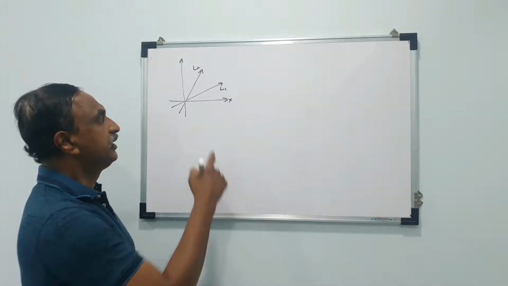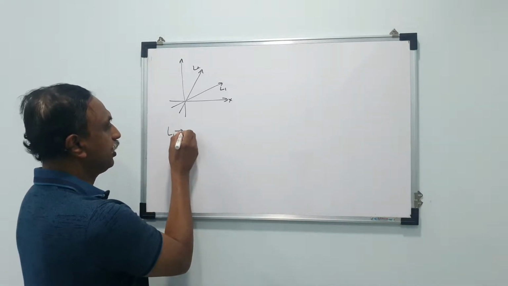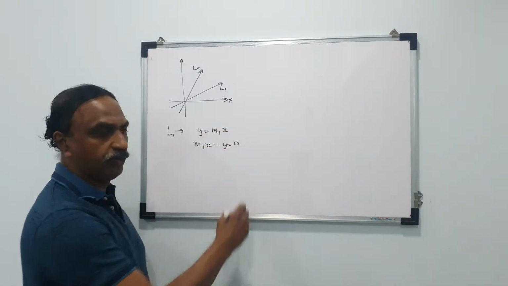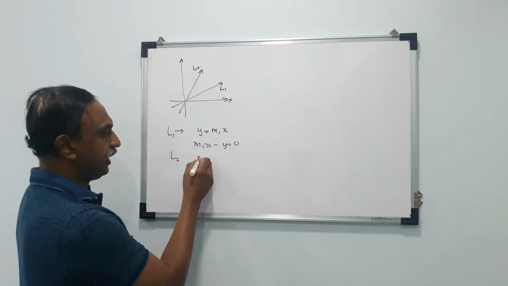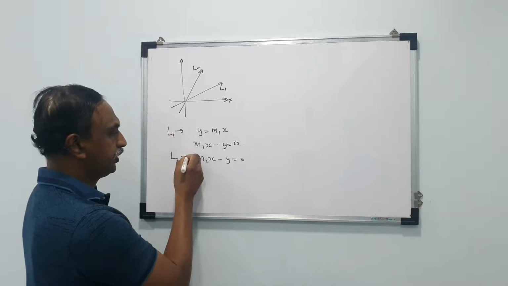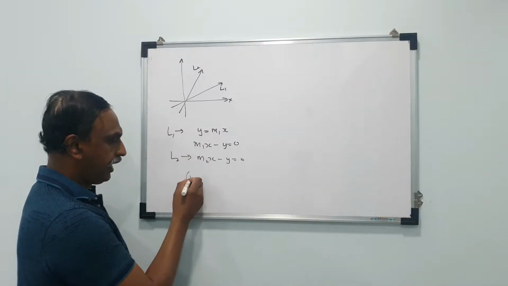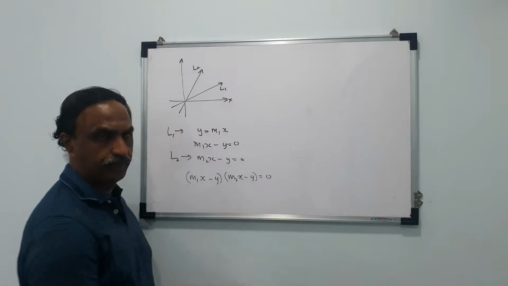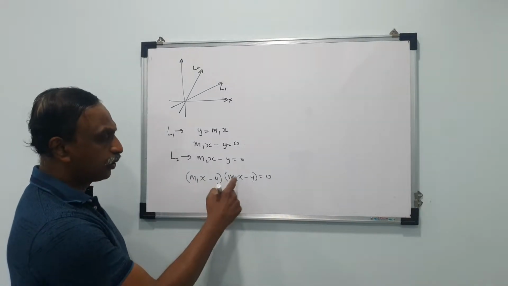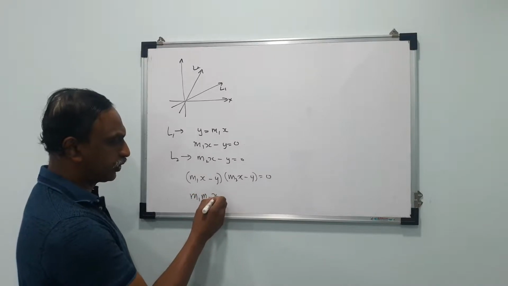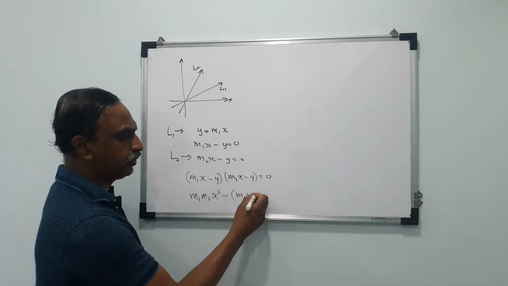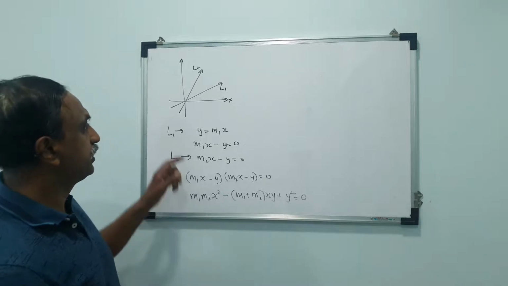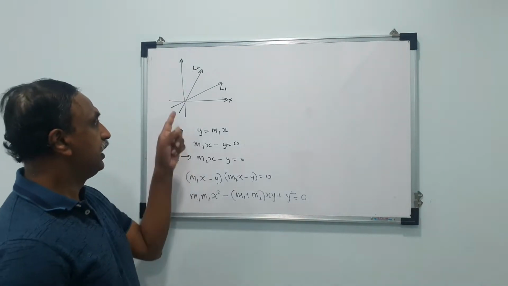We have noticed that, suppose I write L1's equation, it will be y equal to m1x. So m1x minus y equal to 0 will be one line. Similarly, L2 will be m2x minus y equal to 0. When I find the combined equation, (m1x minus y) into (m2x minus y) equal to 0, and when we expand this equation, the coefficients will be m1 m2 x square minus (m1 plus m2) xy plus y square equal to 0.